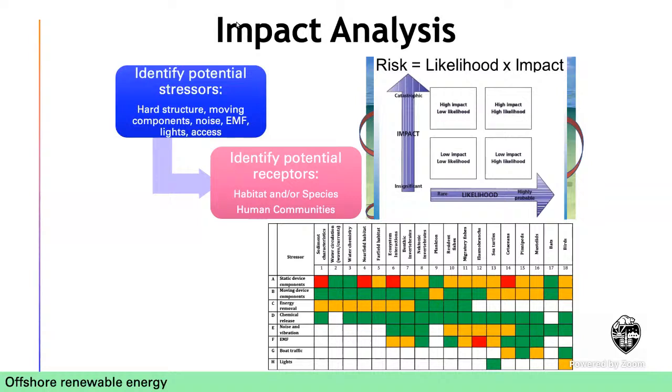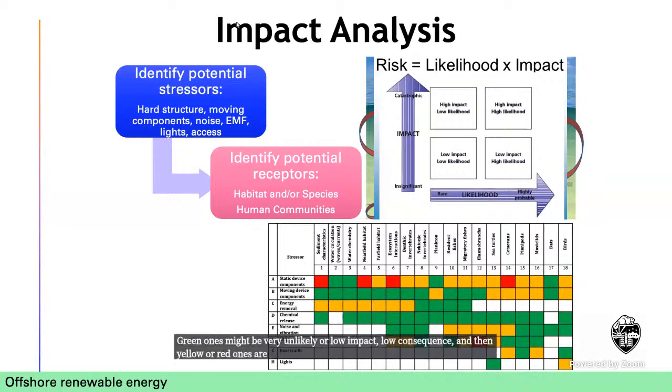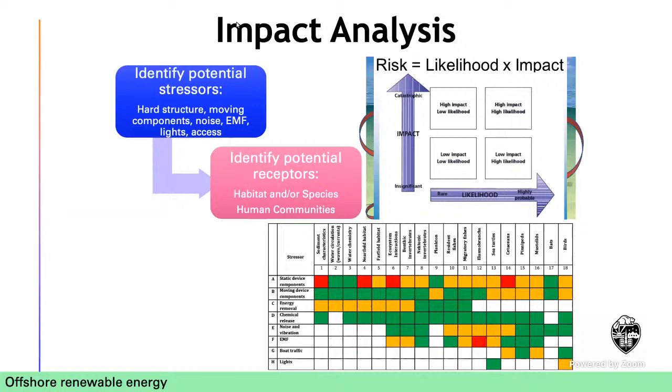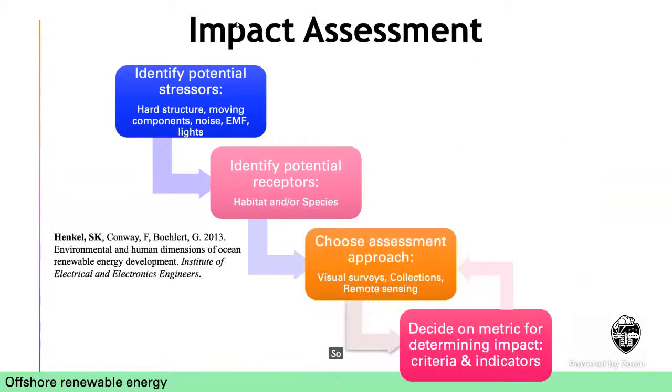White cells are unlikely interactions. Green ones might be very unlikely or low impact, low consequence. And then yellow or red ones are those high consequence interactions. For yellow or red squares, we can choose an assessment approach: how might we assess those interactions and decide on metrics for determining the impact, what habitat criteria or what indicator species.